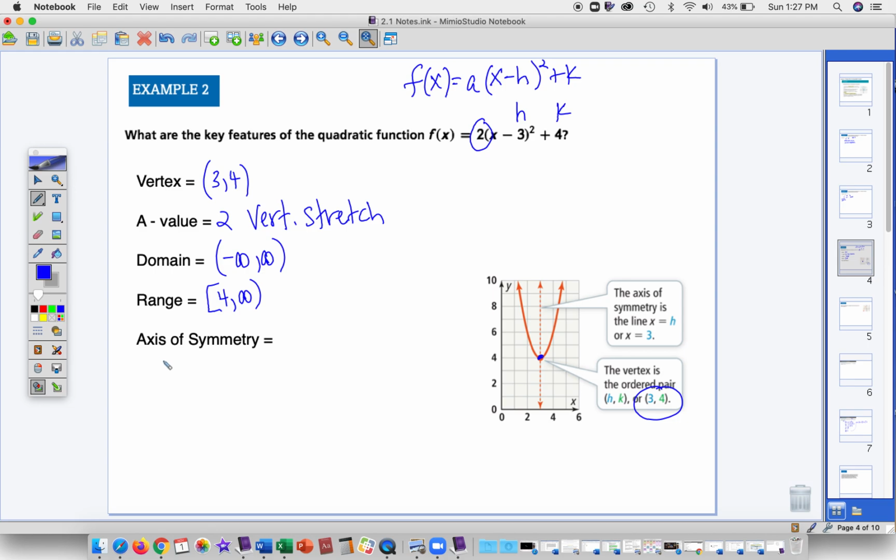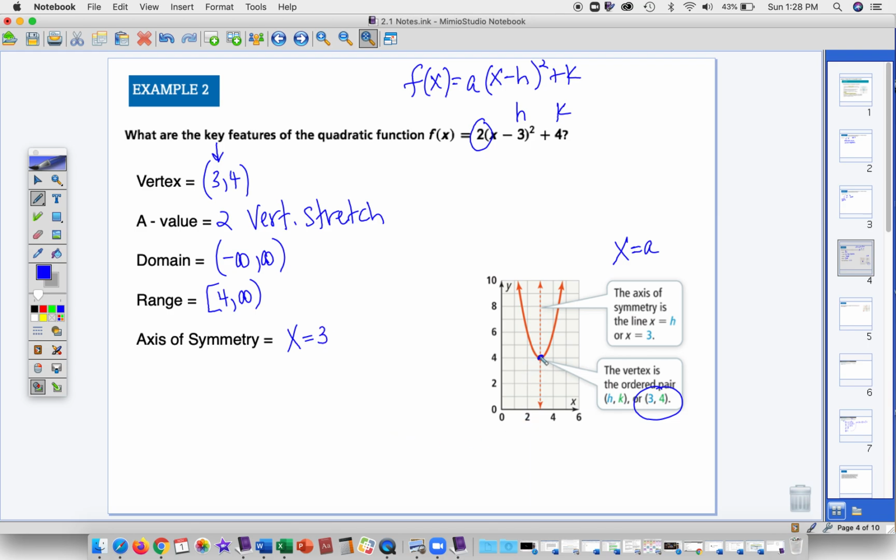The axis of symmetry, that's the line that divides the parabola in half. It goes right through the vertex. So the x value of that vertex is how we write the equation of the line, right? All vertical lines have the form x equal to a, where a is the number that it crosses through on the x-axis. So if my vertex starts with a 3, 3, 4, then my axis of symmetry is the line x equal to 3.